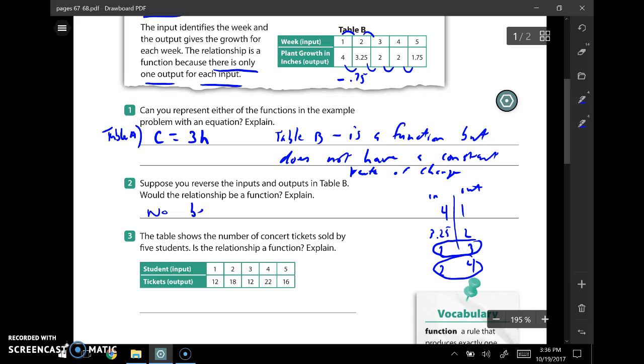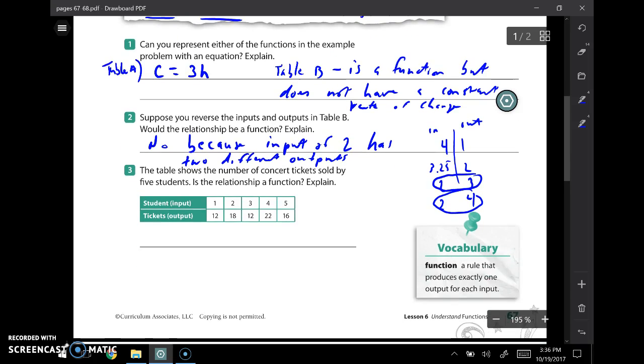No, because input of 2 has 2 different outputs, and it breaks the rule of a function. So that doesn't work. So no, it is not a function if I reverse it.